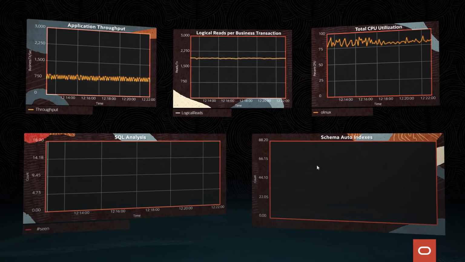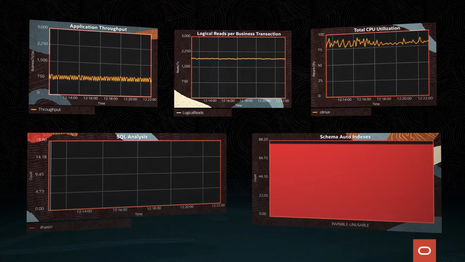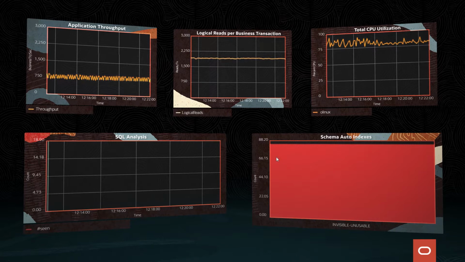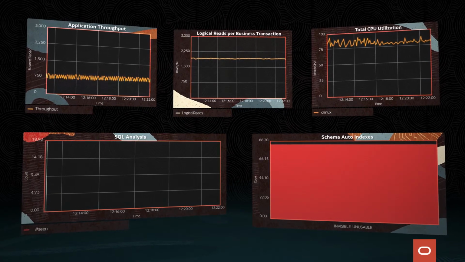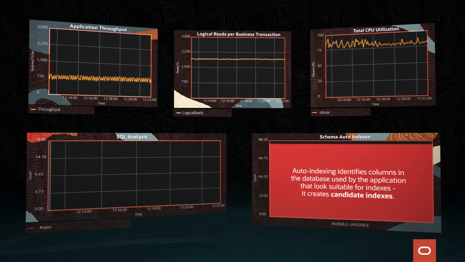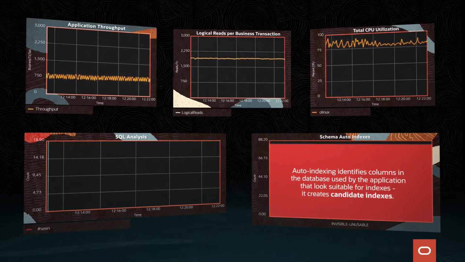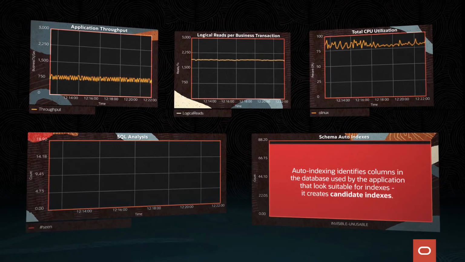We're now waiting for auto-indexing to start to kick in. And here we go. So the first thing that happens, so bear in mind that auto-indexing kicks in periodically in the background. And so what it's done is it's identified certain columns in the database used by the application that look suitable for indexes. So it's creating some candidates.